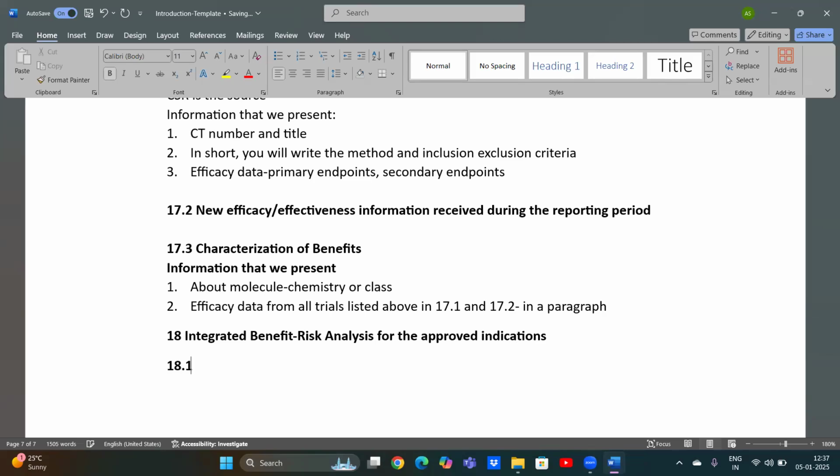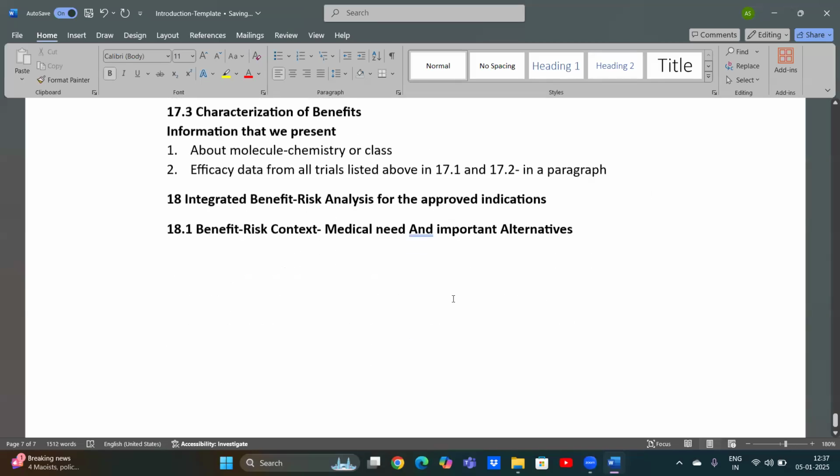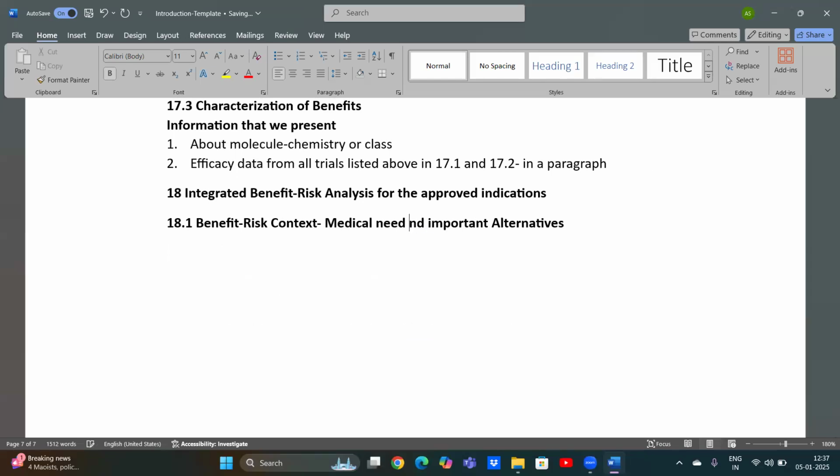18.1. What is the heading for 18.1? Benefit risk context, medical need and important alternatives. Now tell me, what do you understand by this? Medical need and important alternatives. What should be the information here?